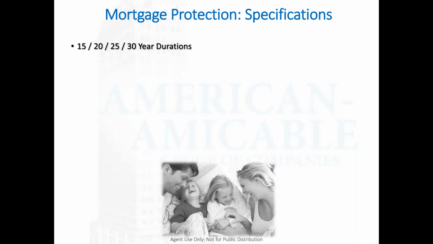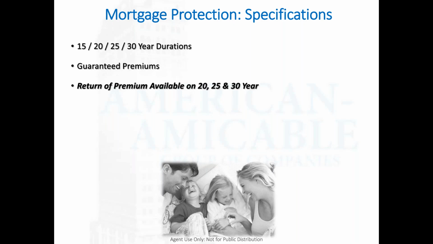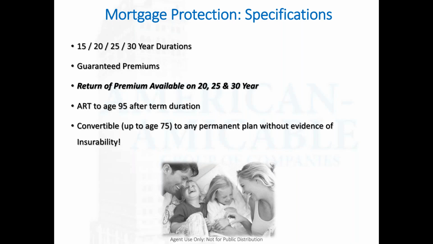But in general, they're going to have a 15, a 20, 25, and a 30-year duration available. Those premiums are still guaranteed. Return of premium is available on the 20, 25, and 30. So if you're looking for return of premium, either the Easy Term or this mortgage protection series are the two to look at with us. And then they always become an ART, and you can always convert them like we just talked about.